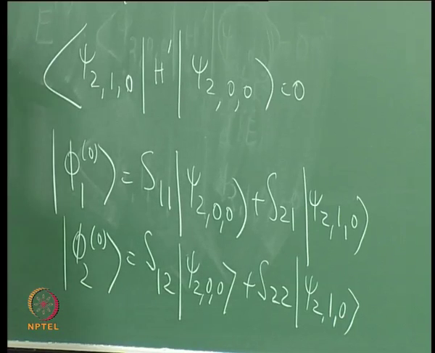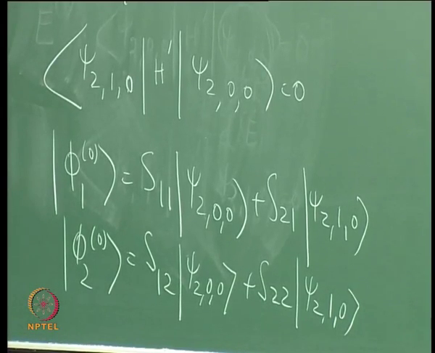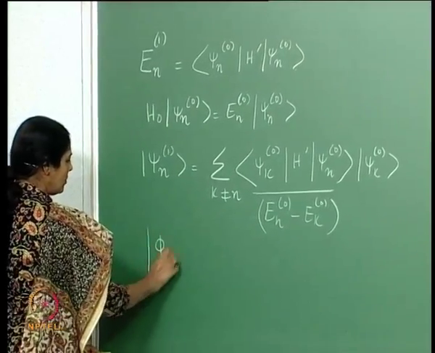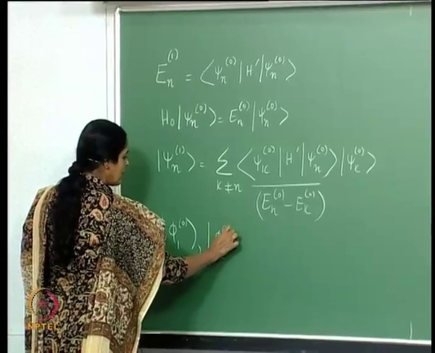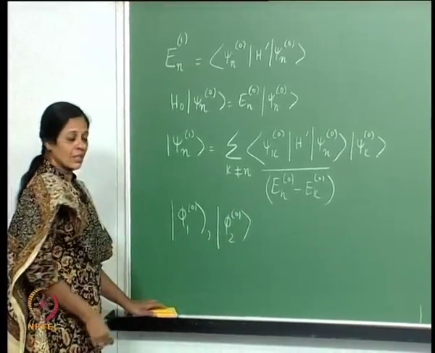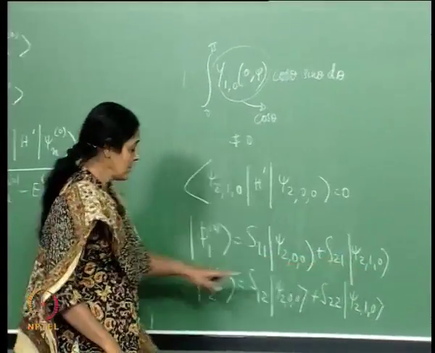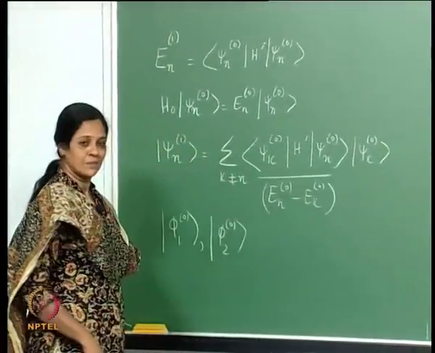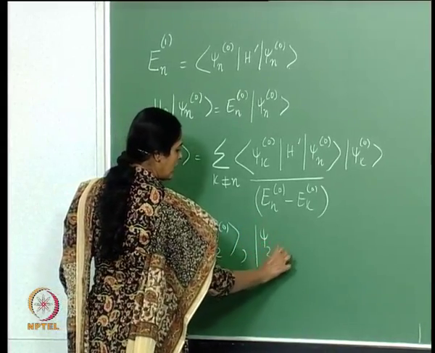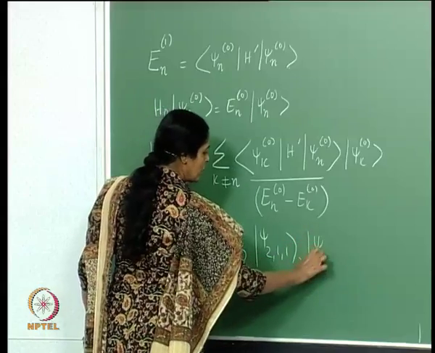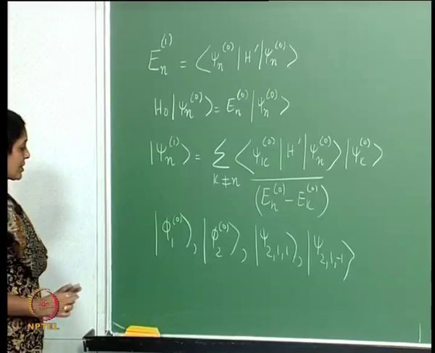So, what do I have for the initial states now? I have the following. I have phi 1 0, phi 2 0 instead of psi 2 0 0 and psi 2 1 0. I have made these superpositions, and then of course I have psi 2 1 1 and psi 2 1 minus 1. These are my 4 states.